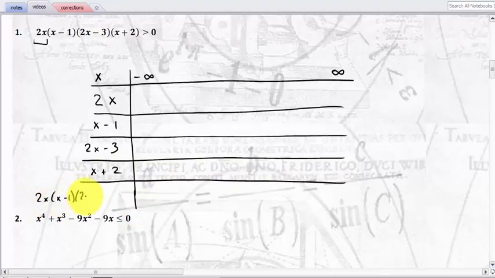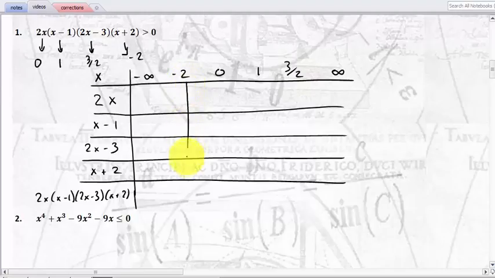Okay, so here's the first row. It represents the real line. It goes from negative infinity to positive infinity. Here in this column, I'm going to write the different factors. So here's a factor, 2x. I don't really need to write the 2, but let's write it anyway. Here's another one, x minus 1. And then we have 2x minus 3. And then we have x plus 2. And finally, the expression we want to study, which is 2x times x minus 1 times 2x minus 3 times x plus 2.